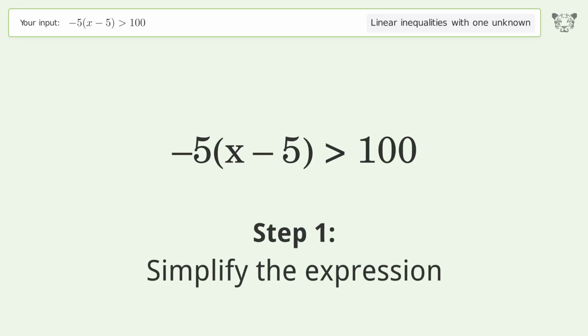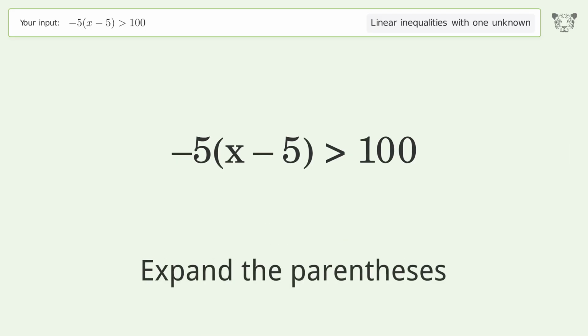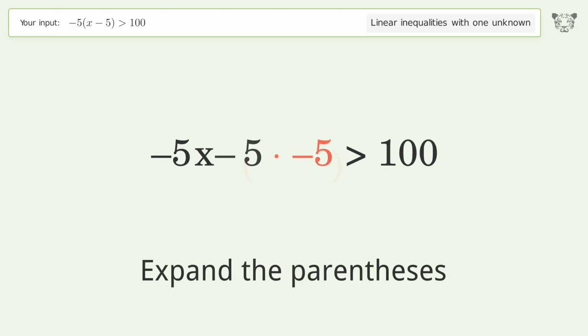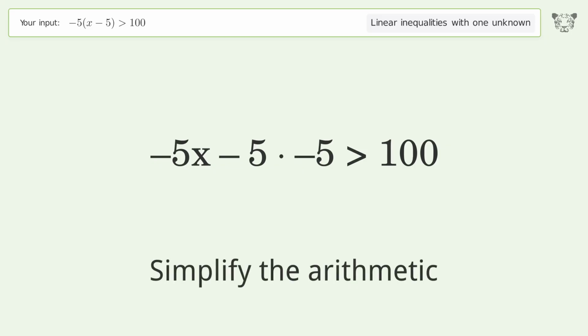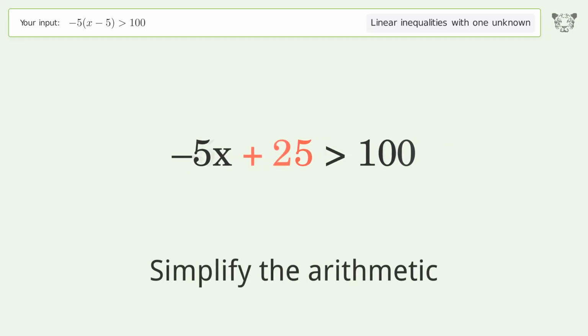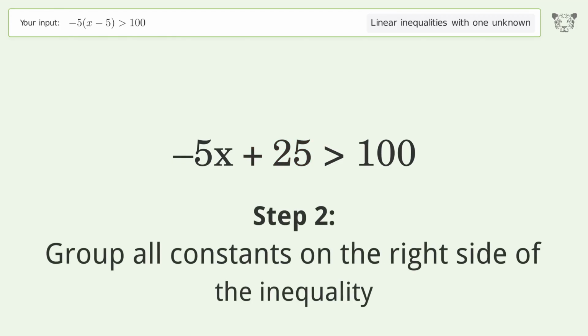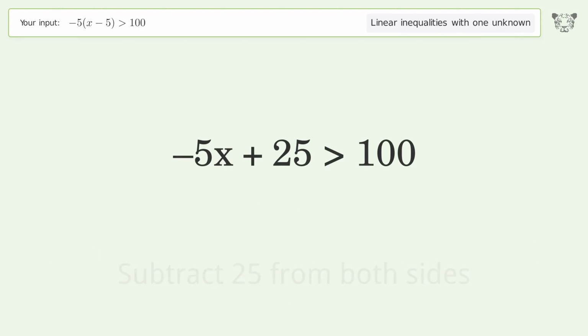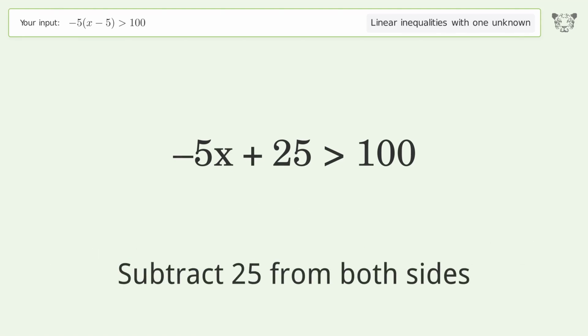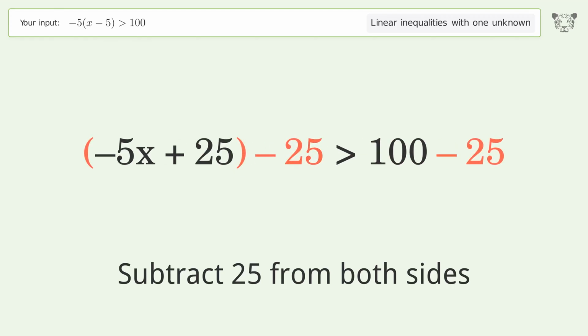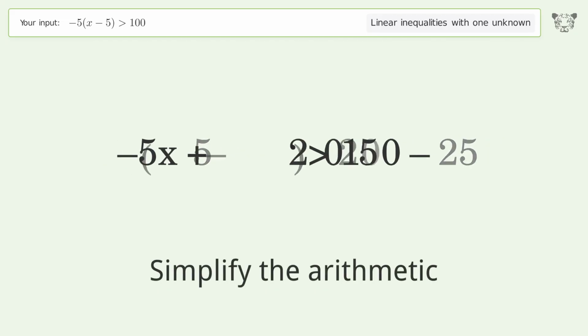Simplify the expression. Expand the parentheses. Simplify the arithmetic. Group all constants on the right side of the inequality. Subtract 25 from both sides. Simplify the arithmetic.